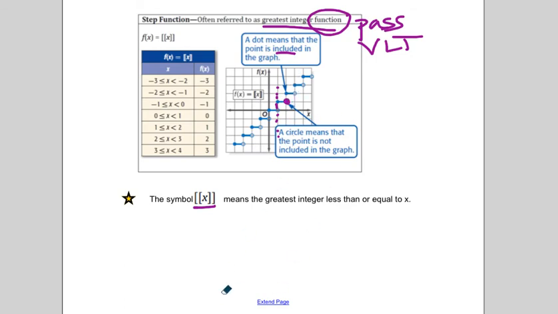So it's very important when you graph an absolute value to make sure that you have one closed, one open, and that it would pass the vertical line test. And the same will go true for piecewise functions. A lot of people make mistakes on that.